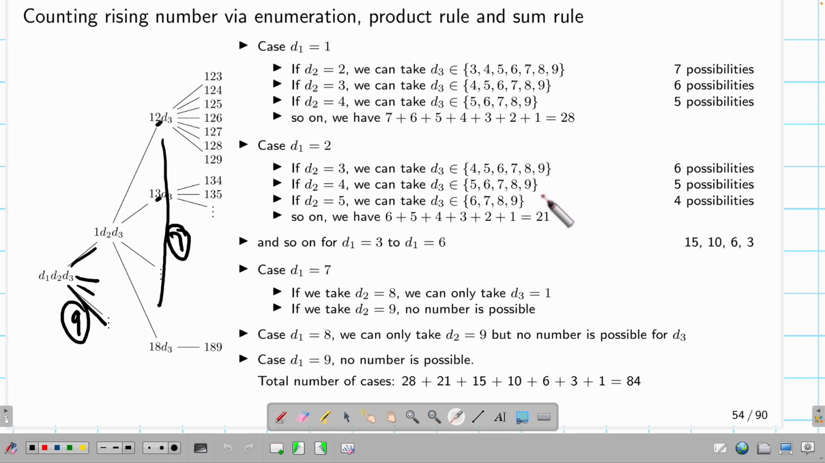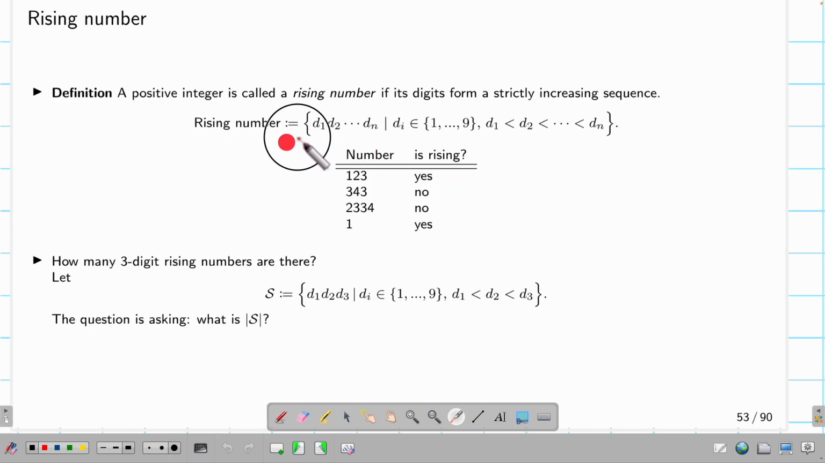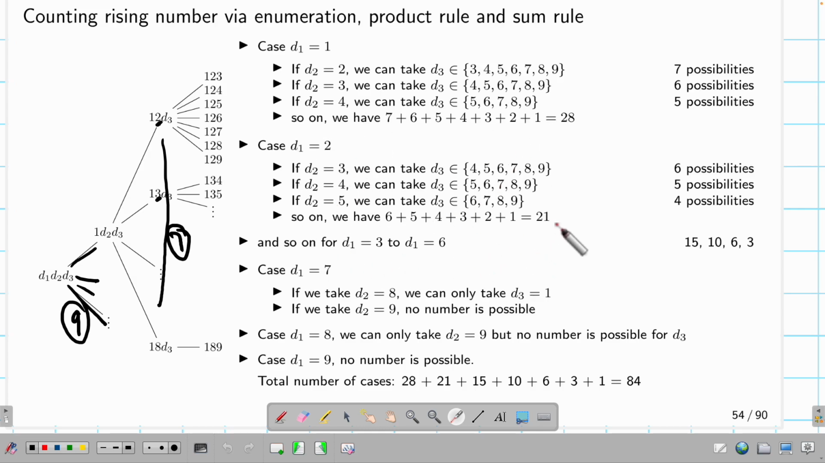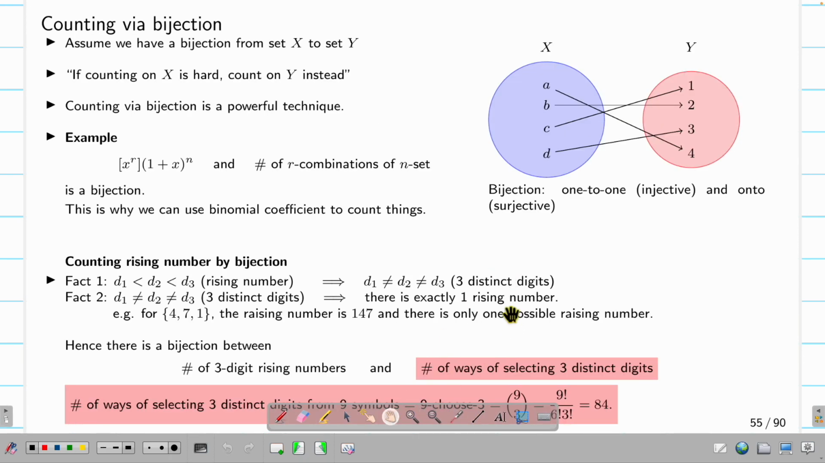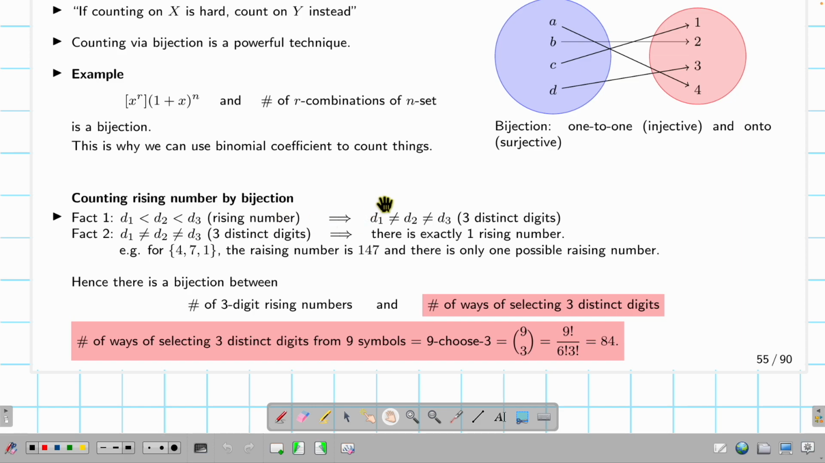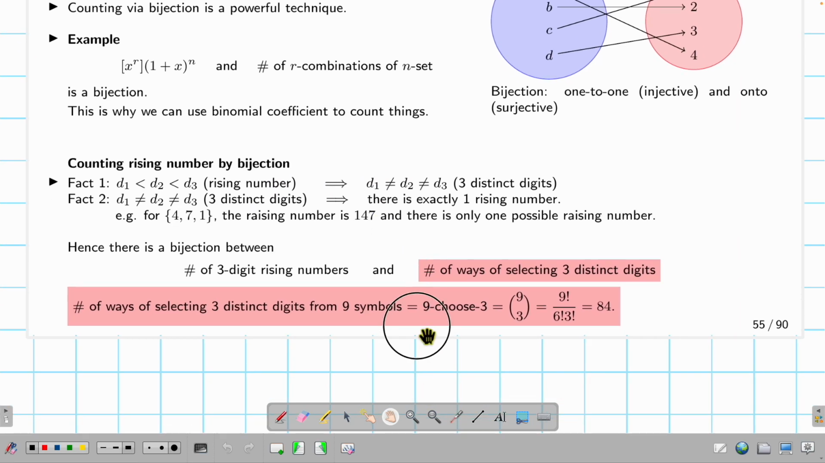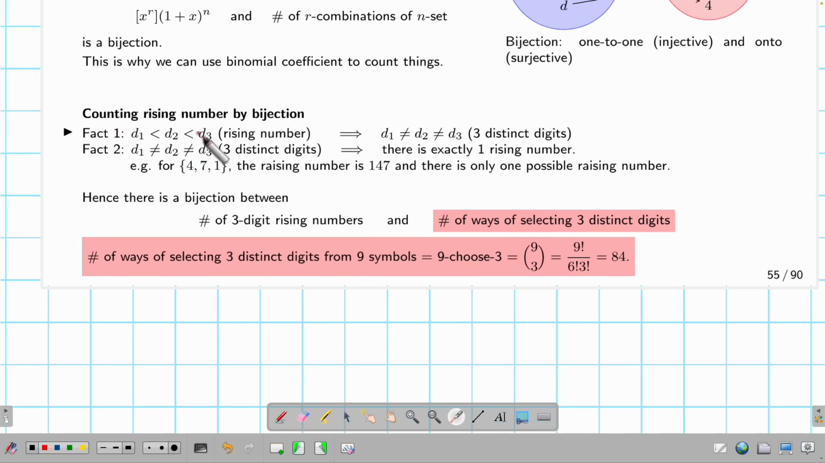Now back to our problem. We want to count rising numbers. This slide is showing that counting rising numbers using the standard approach by sum rule, product rule, and branching using a tree is very, very tedious. So what should we do? The first step when using bijection is that we need to find a bijection. What's the bijection? Fact 1 is saying that if I have a rising number, then it implies 3 distinct digits.